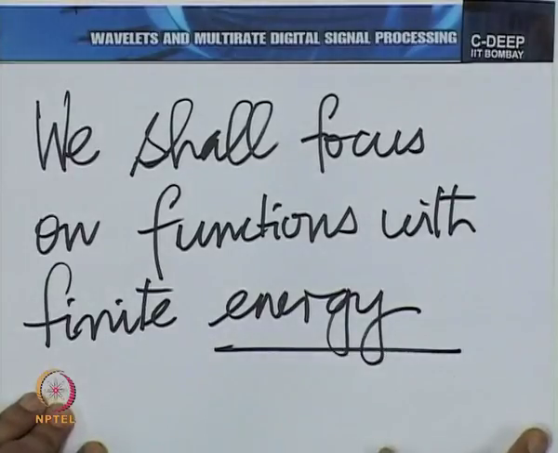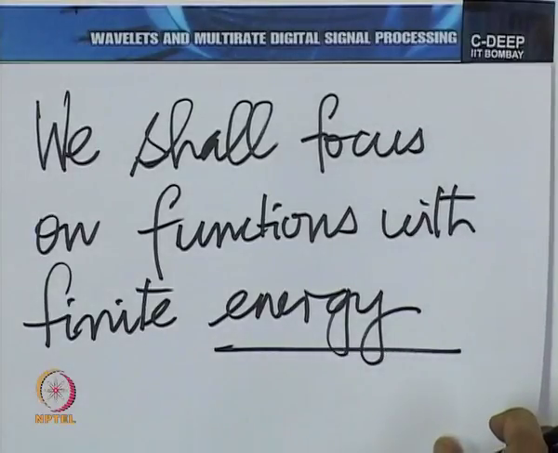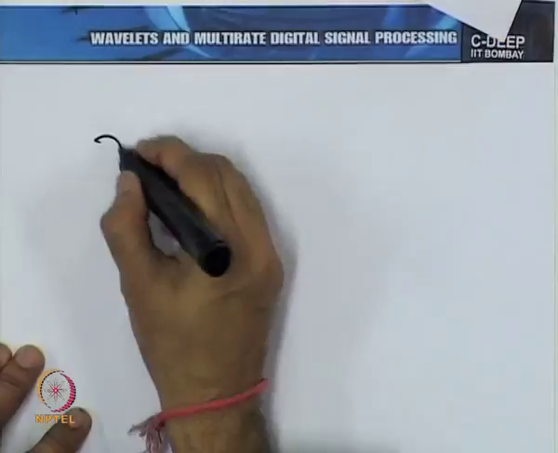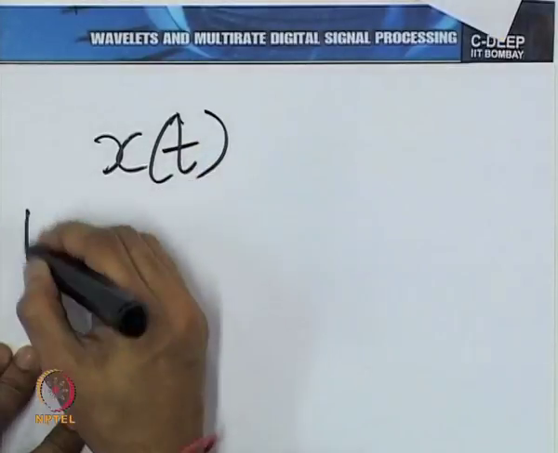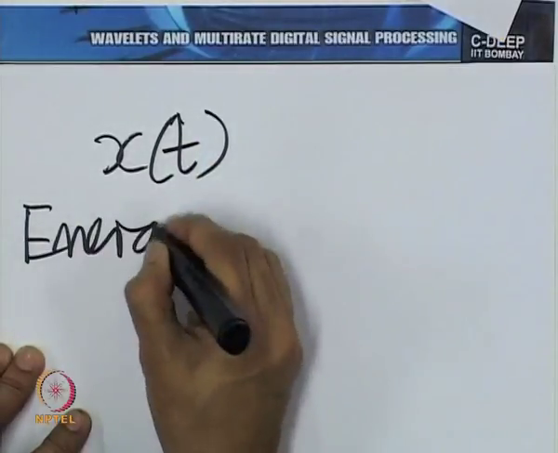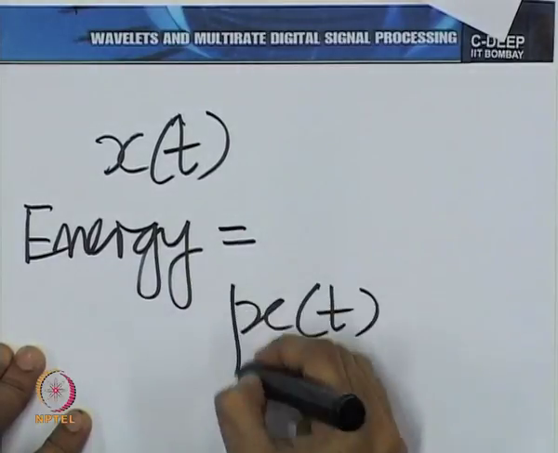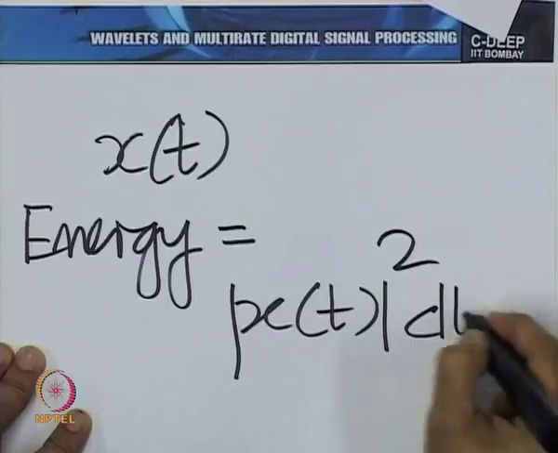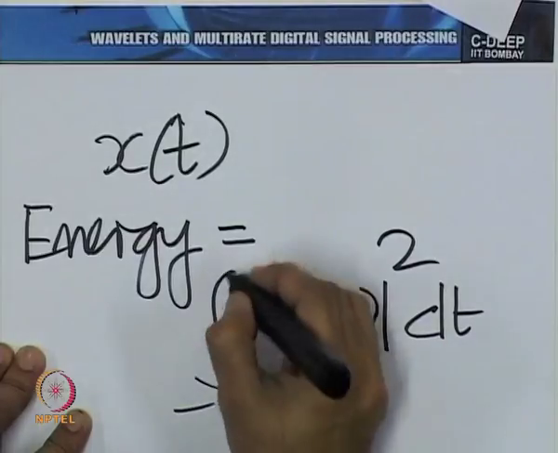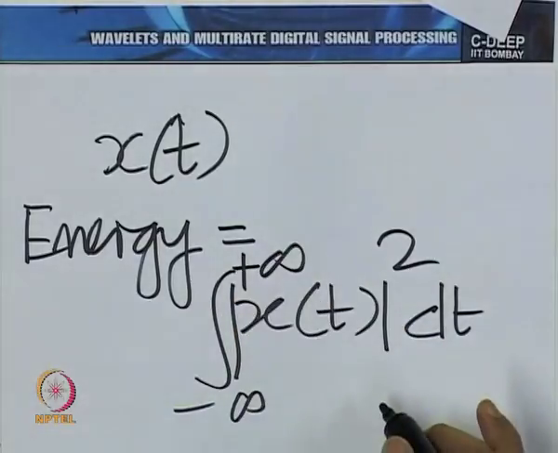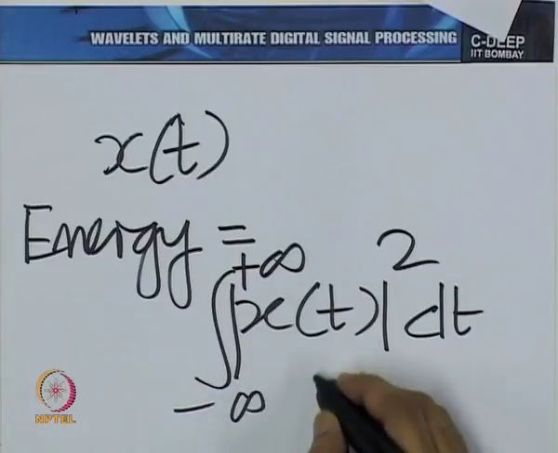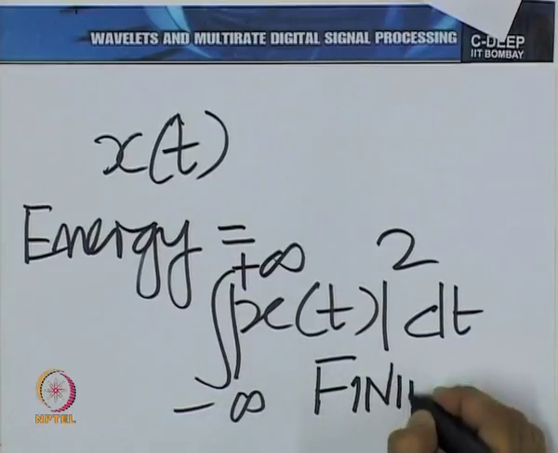And what does energy mean? Energy is essentially the integral of the modulus squared. So, if I have a function x of t, the energy in x of t is the integral of mod x t squared over all t, and this needs to be finite. All that we are saying is this.